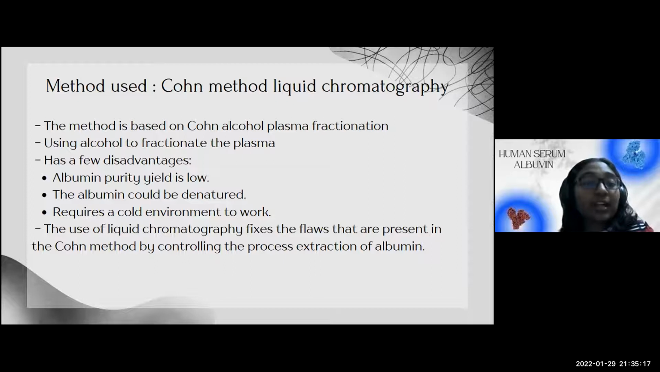However, this method comes with disadvantages, which are that the purity of the albumin produced is not high, the protein is easily denatured, and it requires a cold environment for the reaction to take place. Therefore, with the addition of liquid chromatography, it surpasses the flaws that were mentioned previously, resulting in a great percentage yield of albumin while using a low-cost method to achieve it.